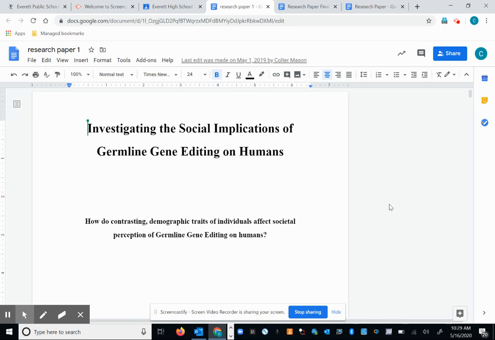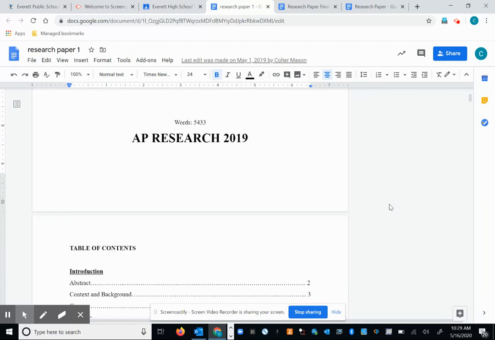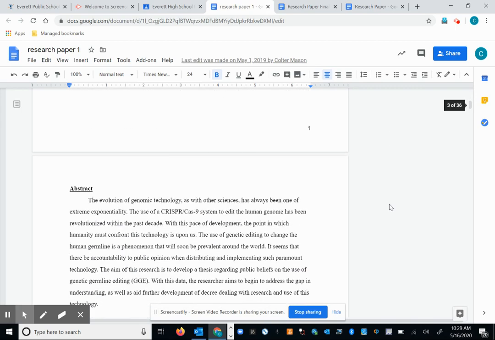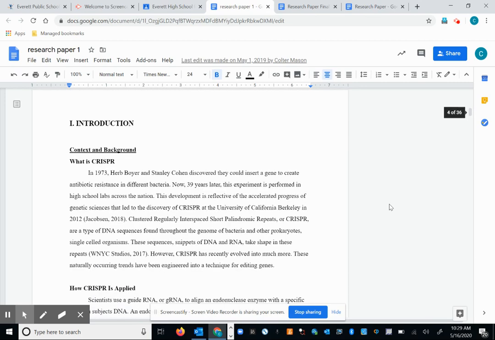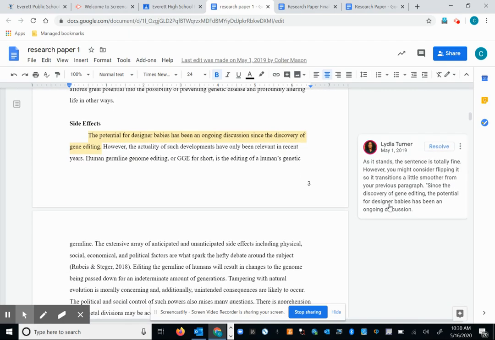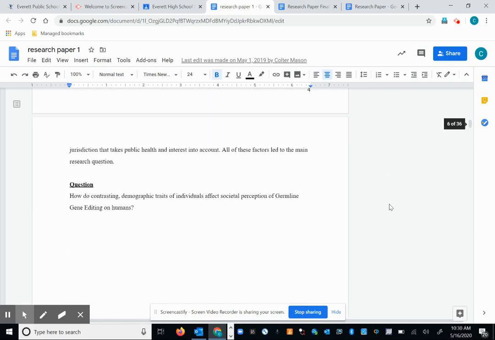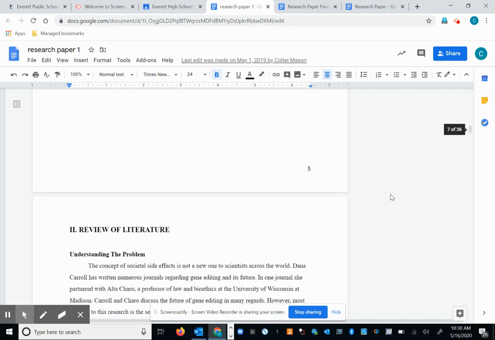So you can see on page 1, this person has the title, and then they have their question, and then they have their word count, and it says AP Research. Then they have a table of contents. You can do a table of contents, or you don't have to. This person chose to do an abstract, which is of 100 to 150 words, kind of an overview of what your topic is about. Then they have their introduction, and then they have background, because this is a pretty scientific topic, so they had to explain it. Then they talk about what is the gap that they noticed in the research, and then they get to their research question. Then notice the rest of the page is empty, so then they get to the next topic.